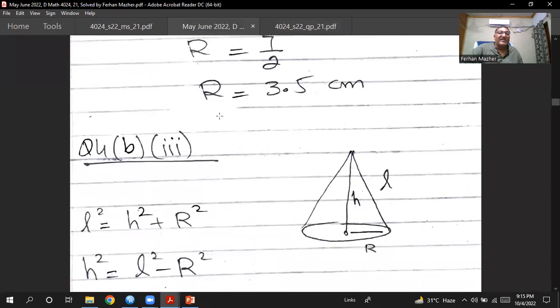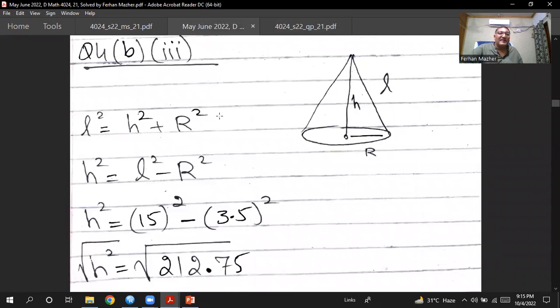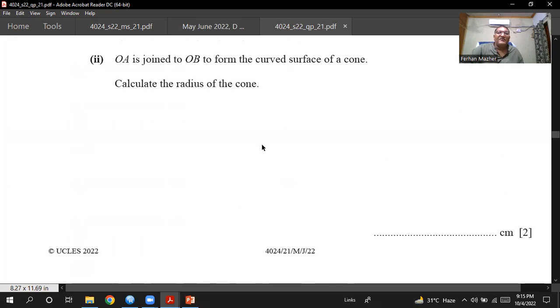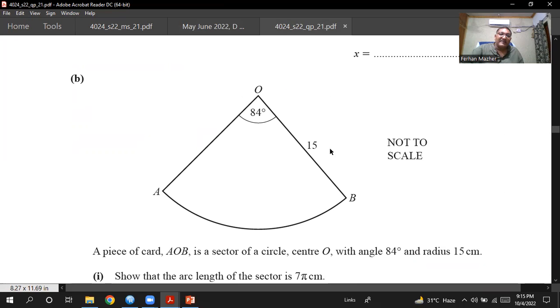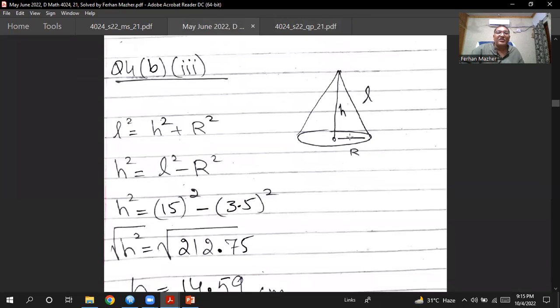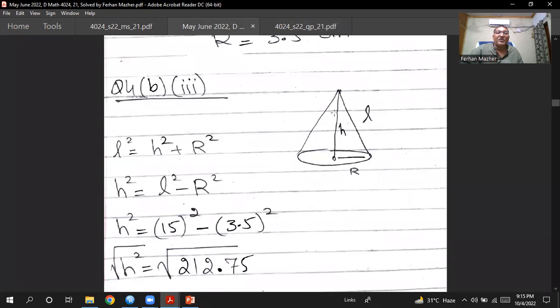So once you know the radius of the cone, and I told you that the slant height will be, let me reduce the size. When you join them, the straight edge of that sector, the radius of this sector, becomes the slant height of the cone. This is the concept. So we know the slant height, that is 15. We know this capital radius, that is 3.5. And I want to know this height of the cone.